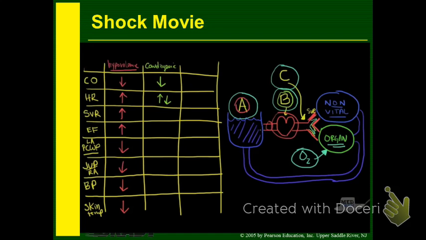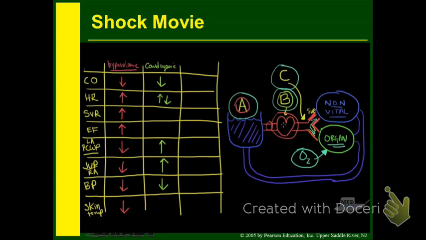Well, if the heart's not pumping, everything's going to back up. And so both your left atrial pressure and your right atrial pressure are both going to go up. Because you're in cardiogenic shock, however, your blood pressure is going to go down. Now, what do you think is going to happen to your systemic vascular resistance?